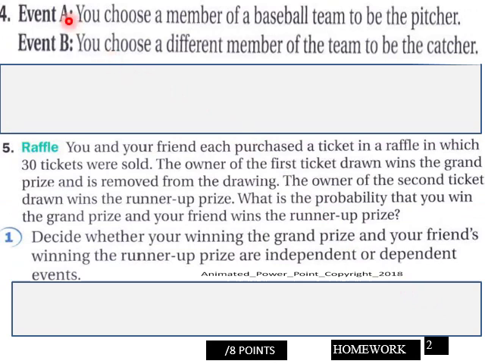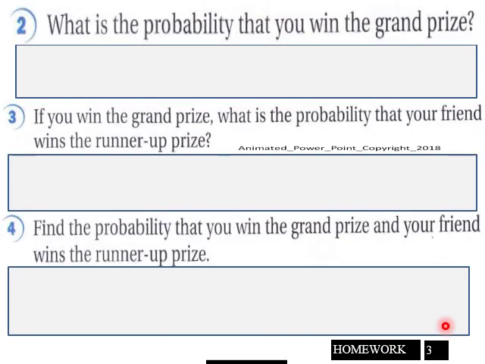Page 2, event A, event B. And then we go down here for number 5, a raffle question. What is the probability that you win the grand prize and your friend wins the runner-up prize? And then for number 1 here, that's a question you keep in mind. Then you respond here specifically to number 1. Decide whether you winning the grand prize and your friend winning the runner-up prize are independent or dependent events, and then put your response down here. You got 8 points there for page 2.